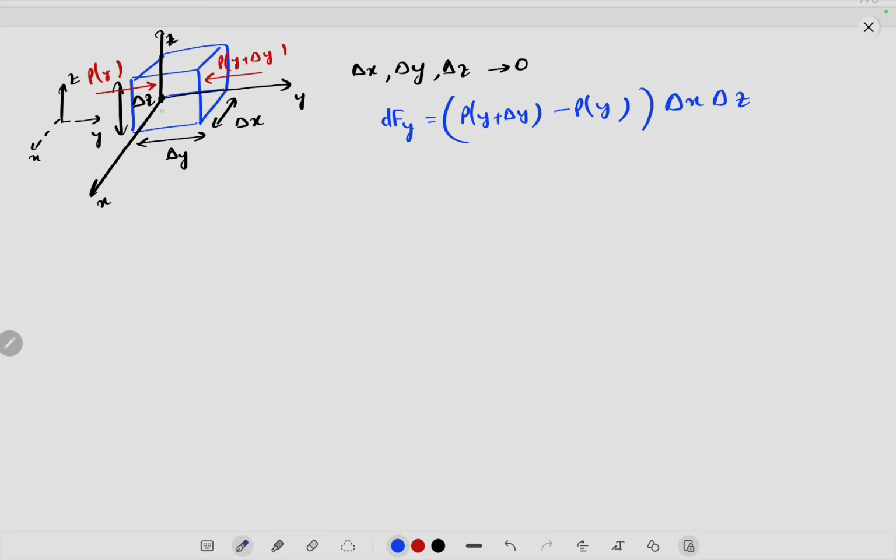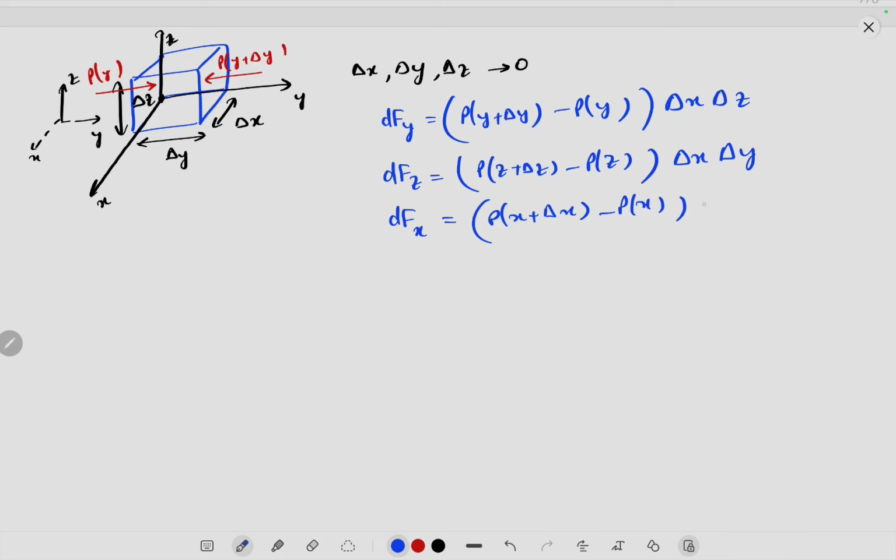Similarly, we can write the force in the z-axis, dFz, that would be equal to P of z plus delta z minus P of z times the area, which is this area. Now what is this area? This area is delta x times delta y. And similarly dFx will be P of x plus delta x minus P of x times delta y delta z.